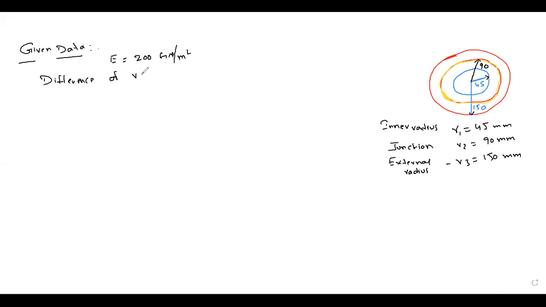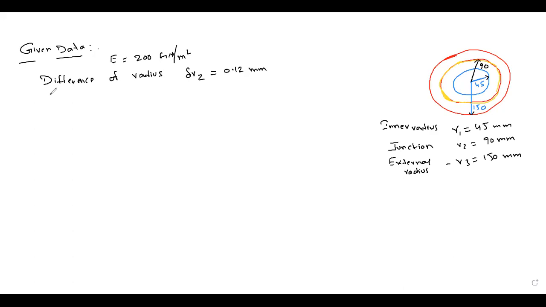Difference of radius. See why this difference of radius will happen at the junction? The junction radius is R2, and the differential radius is 0.12 mm. Can anyone tell me why the difference of radius happens at the junction? And is this difference of radius compression or tension? Please, you have to respond.